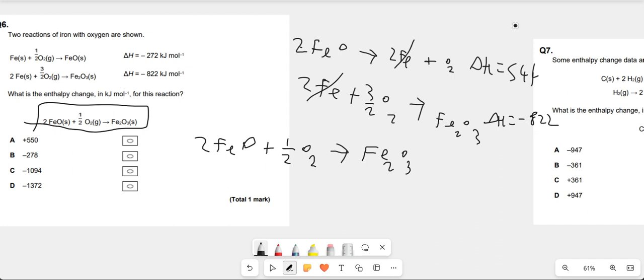The way that you can straight away clock here is, I need to make 2Fe. How am I going to make 2Fe using the first equation? Well, flip it and times it by 2. Easy. And so the enthalpy change will just be 544 minus 822, which would give you minus 278. So it's this one. Just 544 minus 822. Alright.